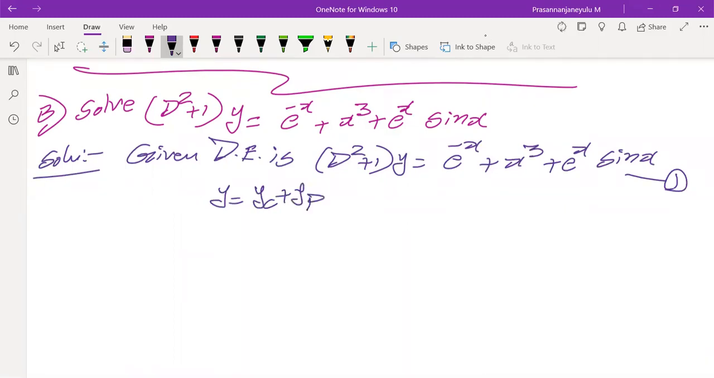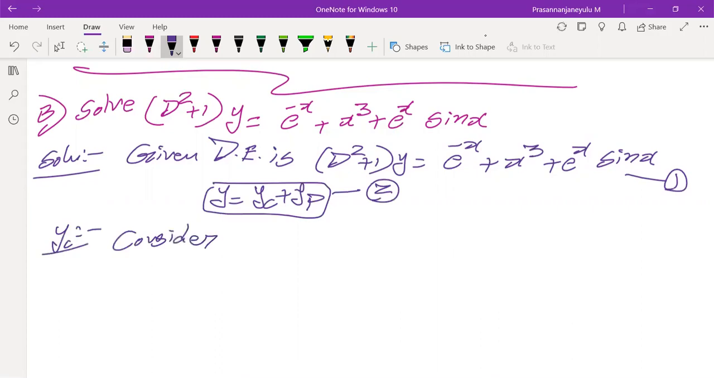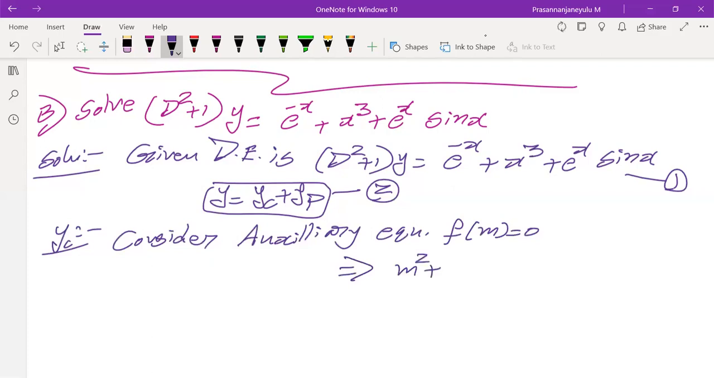So finding yc. For finding yc, what we need to consider? This is equation number 2. For finding yc, we need to consider the auxiliary equation. What is the auxiliary equation? F of m equals 0. What is f of d? d square plus 1. F of m is m square plus 1. Then m square is equal to minus 1. Minus 1 is nothing but i square. So m is equal to plus or minus i.